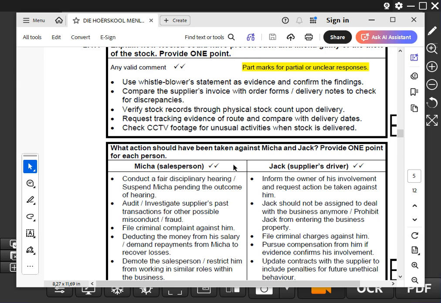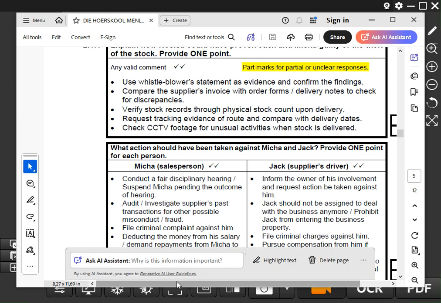Compare the supplier's invoice with order forms or the delivery notes to find the discrepancies. So what's the discrepancy? It's the stuff that's missing. Now you want to see that which you are missing. Verify stock records through a physical stock take upon delivery. So in other words, they assume that stock is stolen before it even gets to the shop. You get what I'm saying? Request tracking evidence of route. Check CCTV footage.